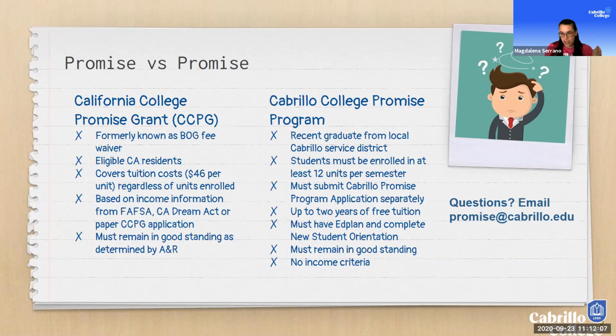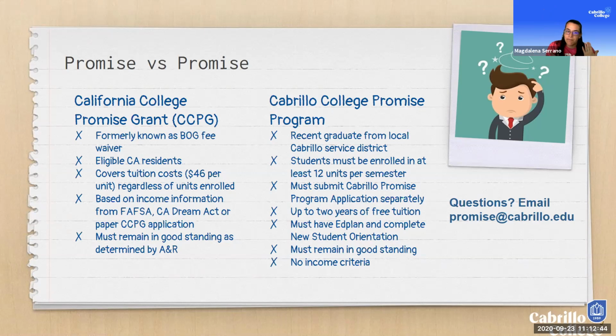Meanwhile, with the CCPG, you can be enrolled in 1 unit and it will cover your fees for that 1 unit, or you can be in 15 units and it will cover the 15. So they're very different. When you fill out your FAFSA or your DREAM Act, we look to see if you qualify for the CCPG. If you qualify for the CCPG, we will give you that one. If you don't, and you graduated from a local high school, then you have the ability to apply for the Cabrillo College Promise Program. You can only have one of them.